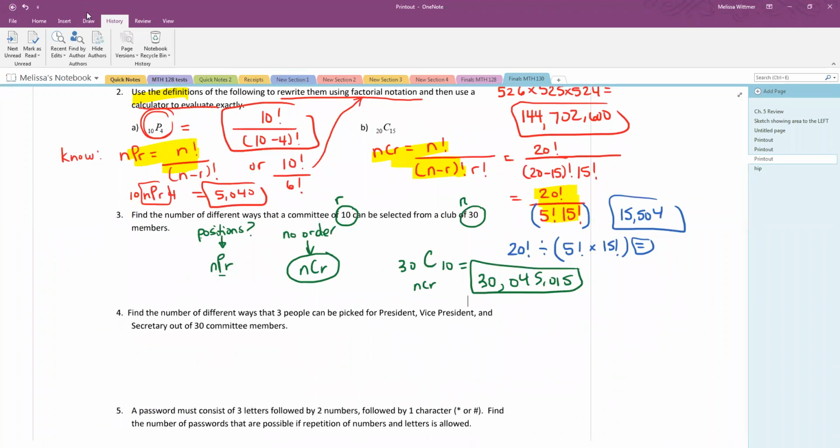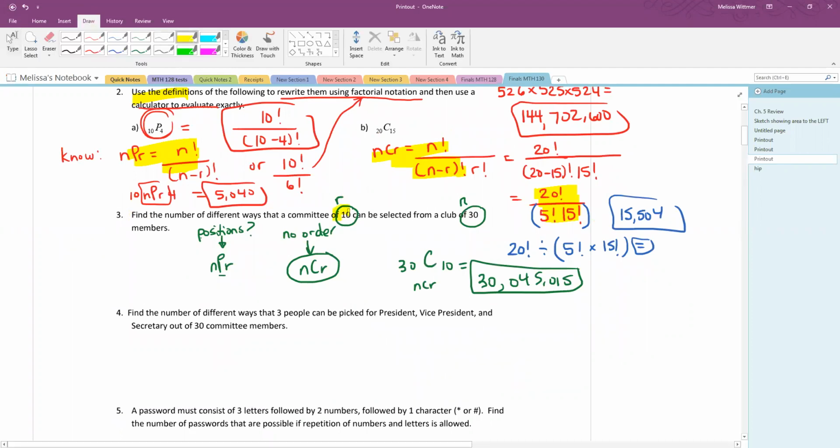Yeah, but if you're just selecting a group of 10 people, then it doesn't matter what order they're in. They can all be on that committee together. Names in order doesn't matter.